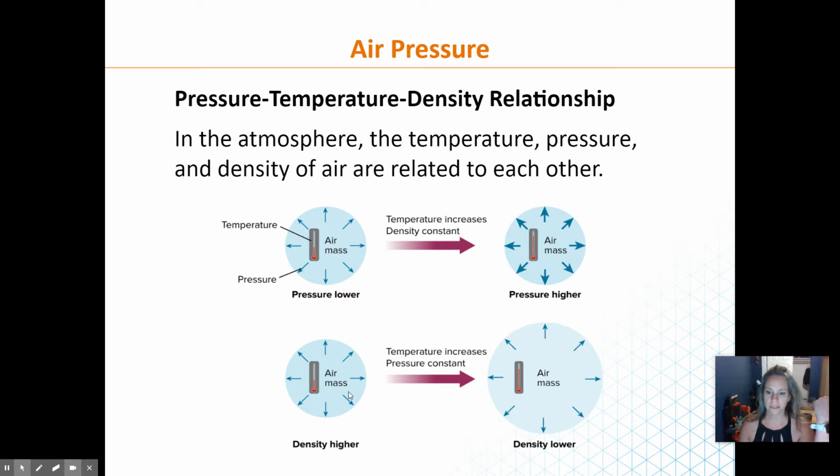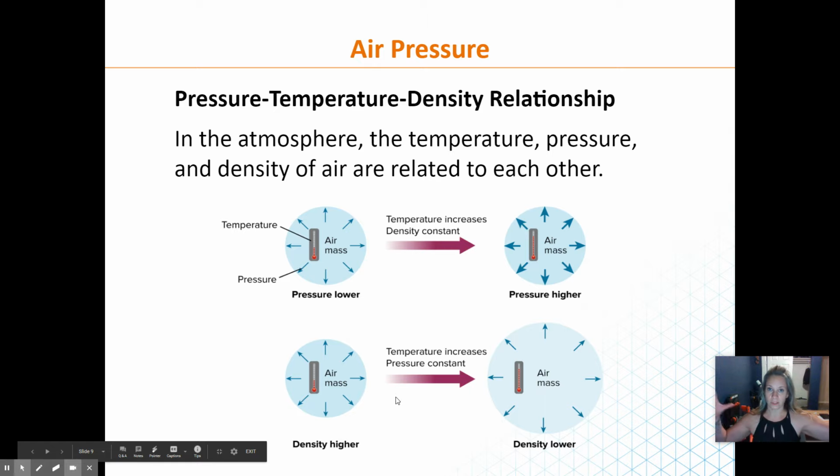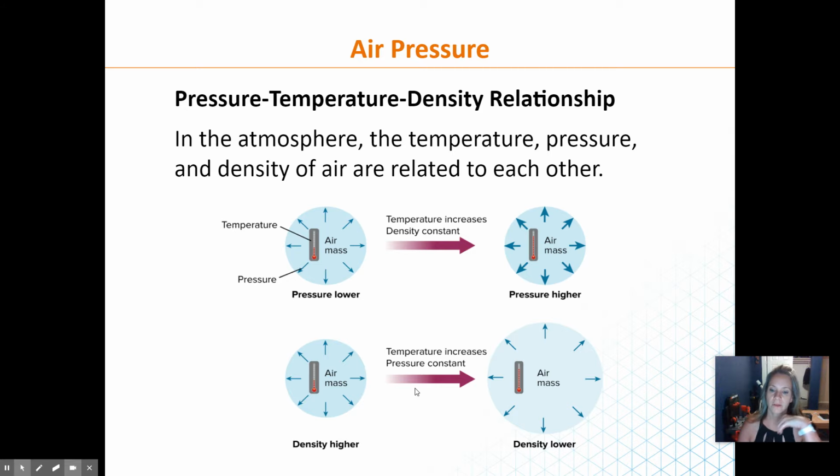And then if we look at density, density is related as well. So if we look at this, temperature increases, pressure is constant. As the temperature increases, the density gets lower as the air expands out. So this is without having constraints. If we were to increase temperature and the air can spread out, it's going to spread out and move around everywhere. But if it's forced, if it's condensed, then it's going to become higher pressure.